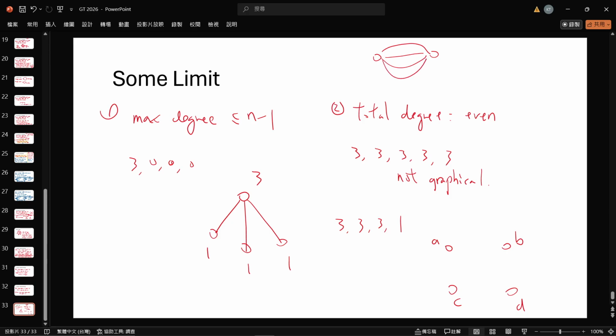If there are multiple edges between two vertices, this is called a multi-edge or parallel edge. For this discussion, we do not allow these kinds of edges. So if these kinds of edges are not allowed, you said that this is not graphical. Okay, so why?